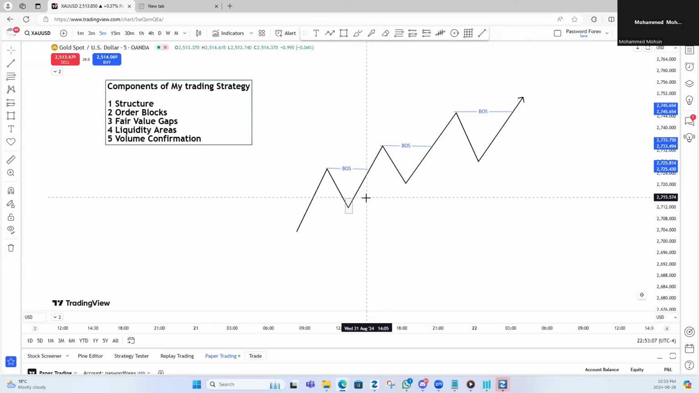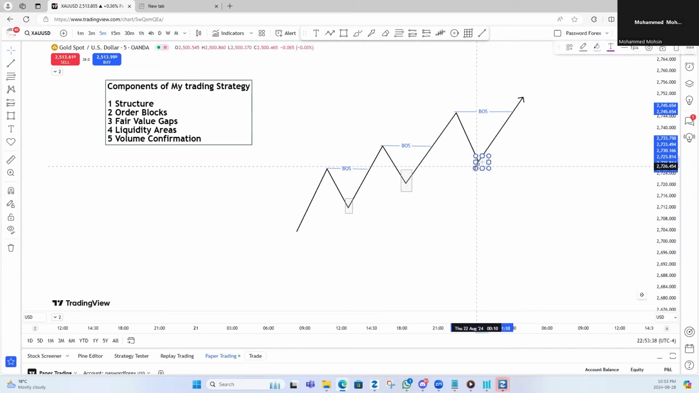Order blocks are the supply and demand areas where the market comes and moves impulsively, breaking the market structure, making these order blocks valid order blocks, right? These are the areas, right here. So every time the market pulls back or retraces, it breaks the structure with an impulsive move. And when the market comes back again to these areas, we look to execute our trade, right?